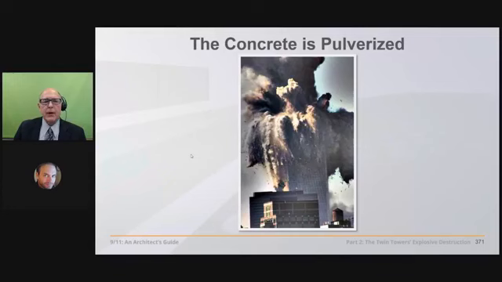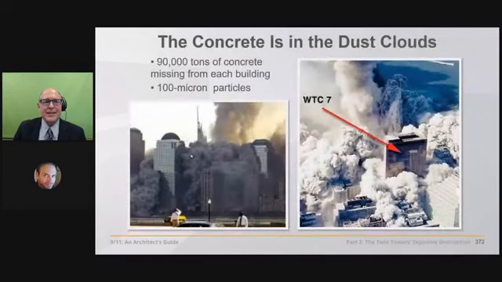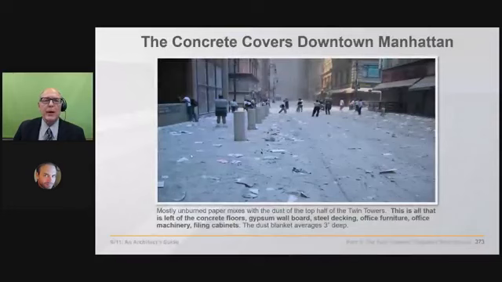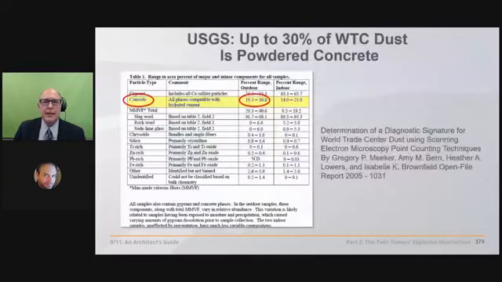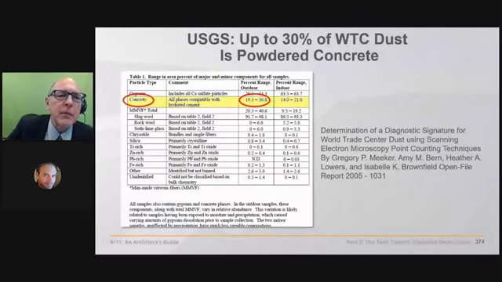In all the photographs and videos, that's exactly what we're seeing. 100-micron particles forming an ash spread 3 square miles throughout lower Manhattan, and a 3-inch thick blanket of concrete powder. 30% of this dust is concrete. And a good percent of it is gypsum as well, even more.